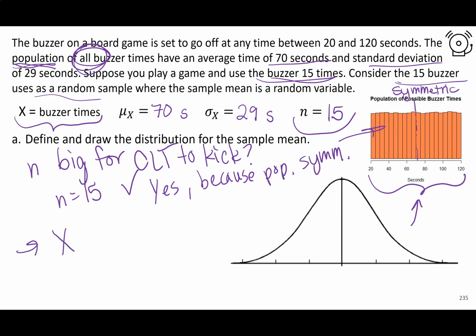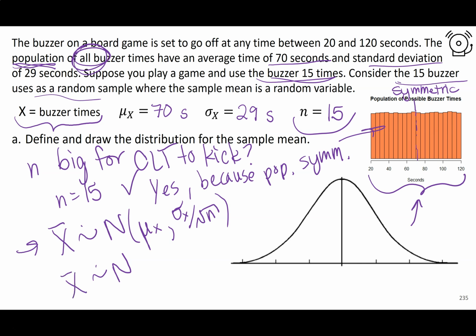So we know that the sampling distribution of x bar is going to be roughly normal with a mean of mu and standard deviation of sigma of x over root n. So we can say x bar is going to be roughly normal with a mean of 70 seconds and a standard deviation of 29 over root 15. I'm going to take a peek here, that's not doing my head kind of math. I am going to round here because I want to label these tick marks. 7.49. These are both in seconds. So here I'm going to write seconds.